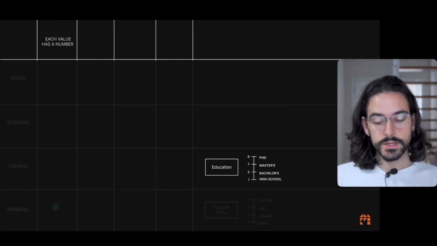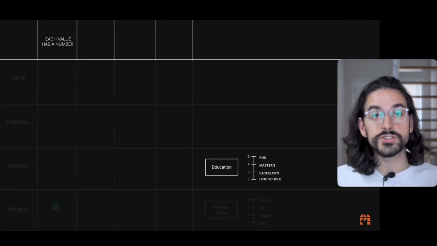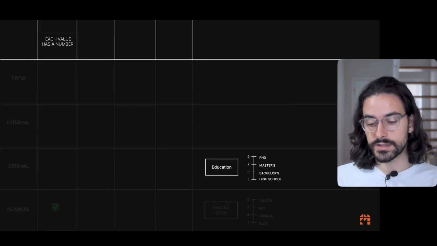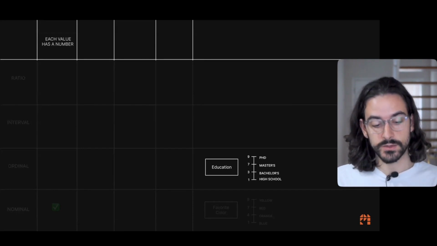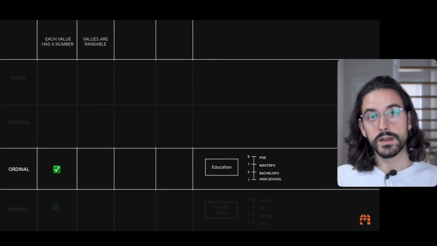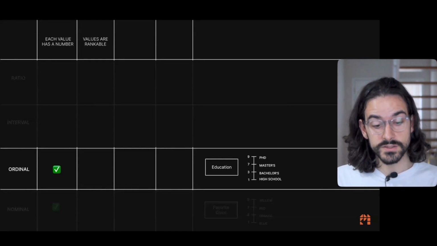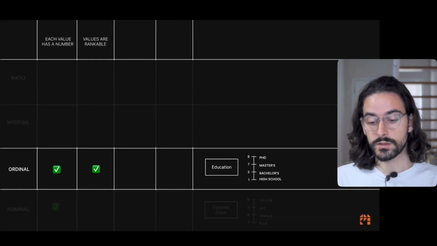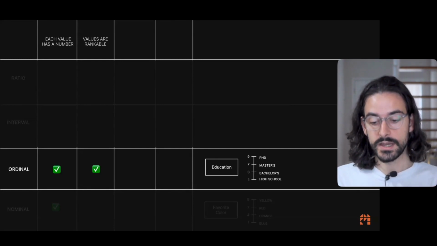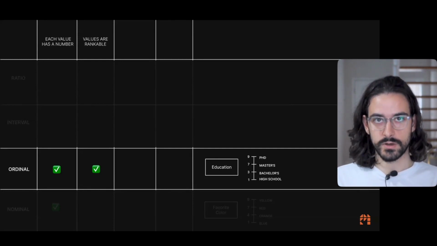Next thing is ordinal. So for ordinal here, we have the example level of education. What's your highest achieved level of education? To which you can answer high school, bachelor's, master's, PhD, like in this particular situation. Well, we're attaching each of those values to a number, right? So we're doing that, but we're also dealing with values that are rankable, right? So 1, 3, 7, 9, right? PhD is higher than master's, 9 is higher than 7, master's higher than bachelor's, and so on, right?